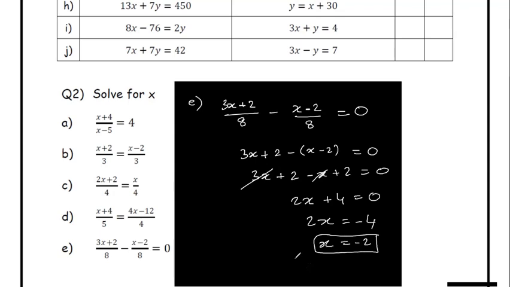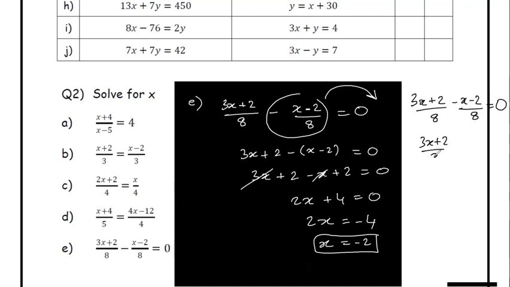So the other way of solving this was taking this negative value onto the other side. So you'd have ended up getting 3x plus 2 upon 8 equals x minus 2 upon 8. And then you could have multiplied 8 on both sides. So let's work it out here. Suppose it was 3x plus 2 upon 8 minus x minus 2 upon 8 is equal to 0, and you take the negative one on the right hand side, then this is what you end up getting.